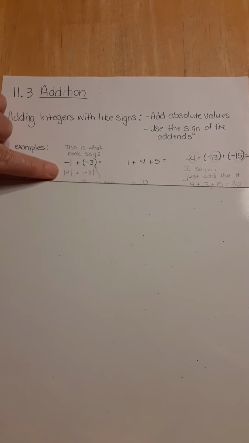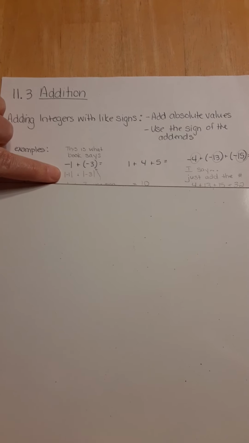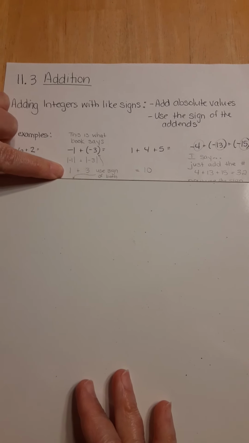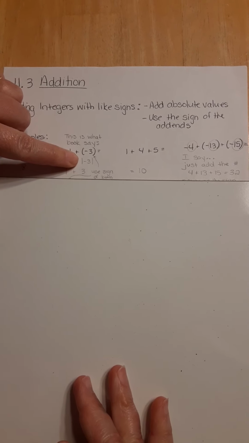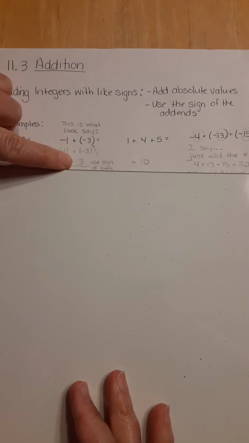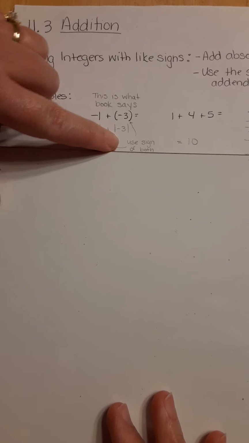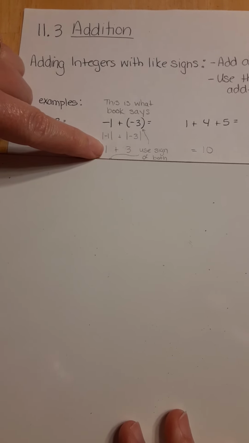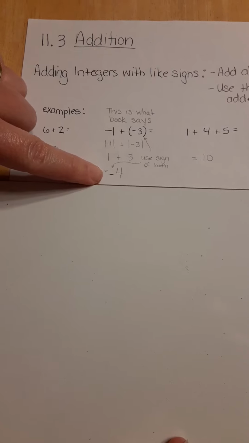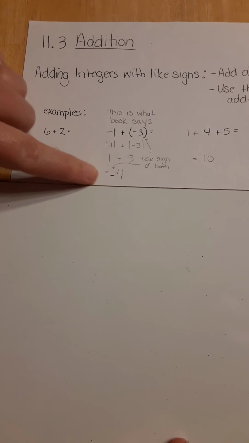Our book says take the absolute value of it, and the absolute value of a -1 is a positive 1, and the absolute value of a -3 is a positive 3. So then we add them together. 1 plus 3 is 4, and then we have to look back for the sign, okay?